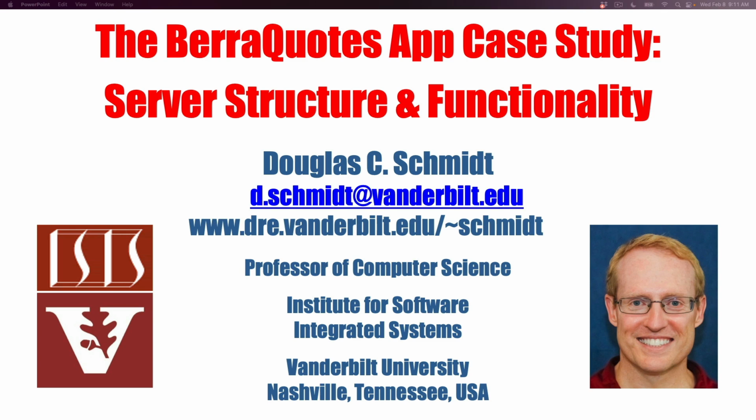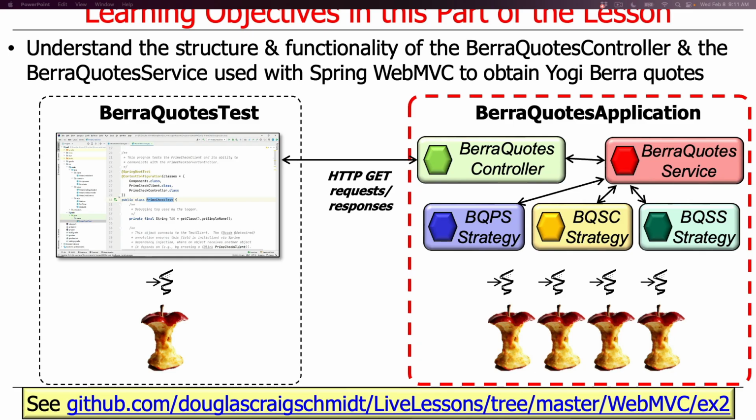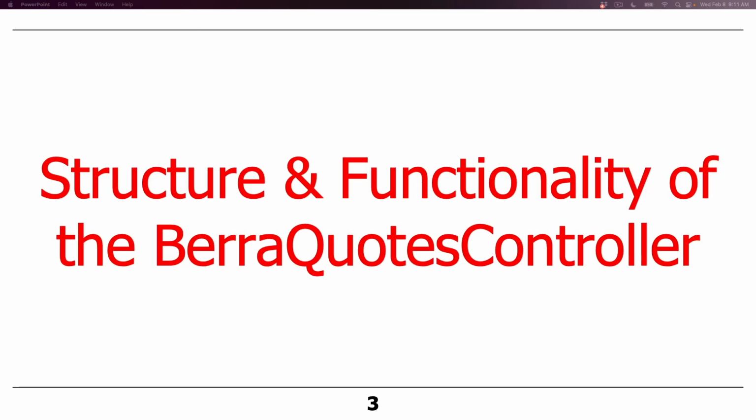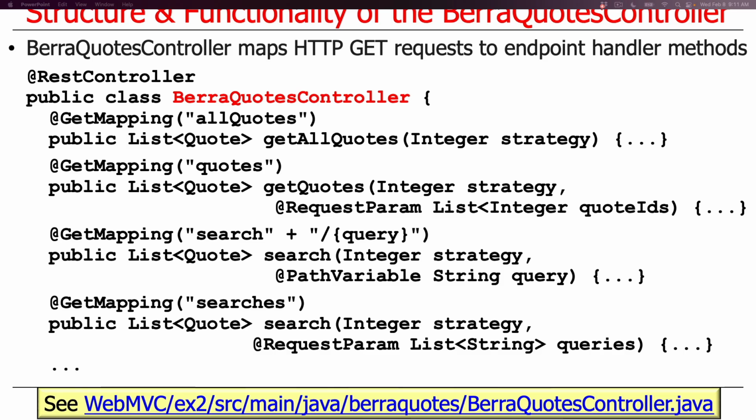So now we're going to talk about the structure and the functionality of the server. And that's, of course, the part out here on the right-hand side, which is going to implement all the different means of being able to give you back Yogi Berra quotes. So here's kind of what the controller looks like.